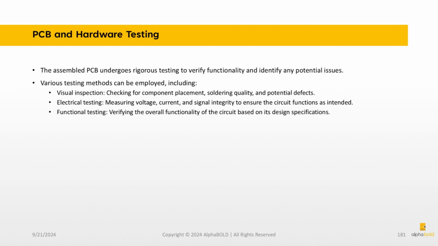PCB and hardware testing. The assembled PCB undergoes rigorous testing to verify functionality and identify any potential issues. Various testing methods can be employed, including visual inspection, checking for component placement, soldering quality, and potential defects. Electrical testing, measuring voltage, current, and signal integrity to ensure the circuit functions as intended. Functional testing, verifying the overall functionality of the circuit based on its design specifications.